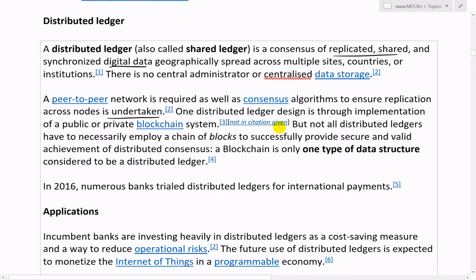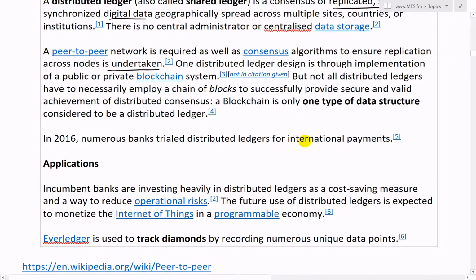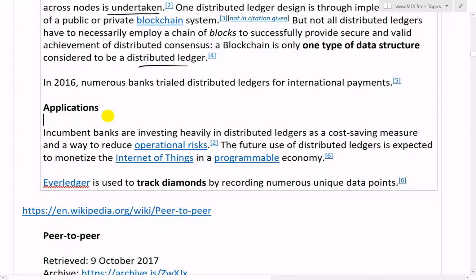One distributed ledger design is through implementation of a public or private blockchain system. But not all distributed ledgers have to necessarily employ a chain of blocks to successfully provide secure and valid achievement of distributed consensus. A blockchain is only one type of data structure considered to be a distributed ledger. So it's one type. Not everything needs to be a blockchain to be a distributed ledger.